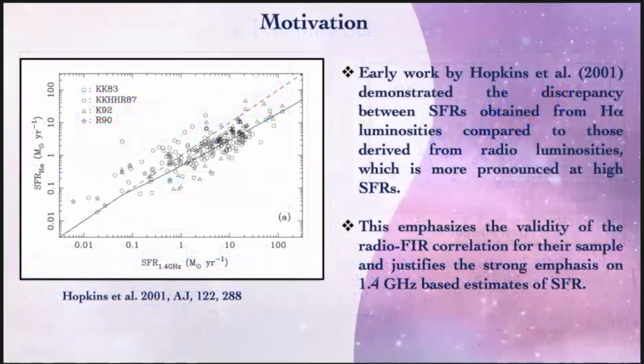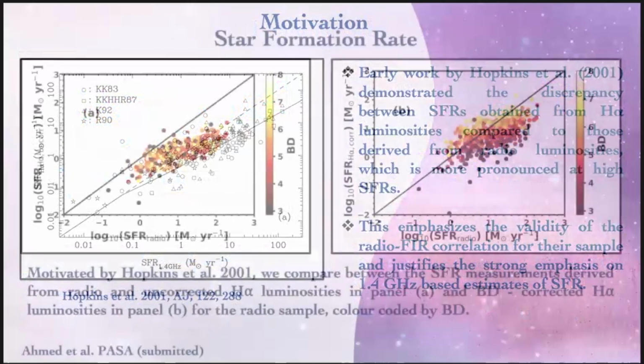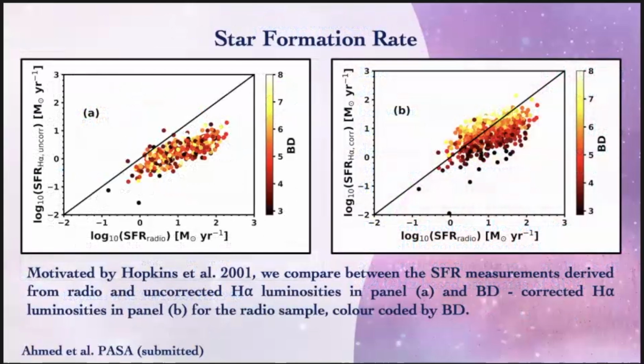The motivation for this work started with Hopkins et al. 2001. Hopkins demonstrated the discrepancy between the star formation rates obtained from the H-alpha luminosity compared to those derived from the radio luminosities, and in their case, it's more pronounced at the highest star formation rates. Following that, we compare the star formation rate measurements using our data derived from the radio as well as the H-alpha luminosity.